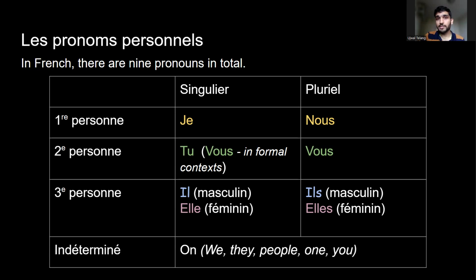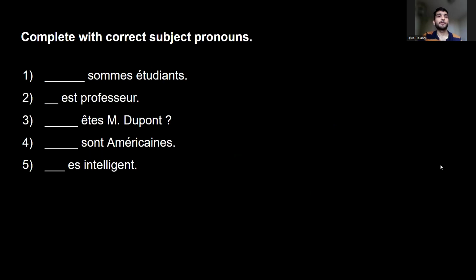Now, in written French, you would use more of nous, but on is also heard in spoken French. On is used more casually in spoken French, so it is common to hear on in spoken French more. Okay, now let's try some examples.